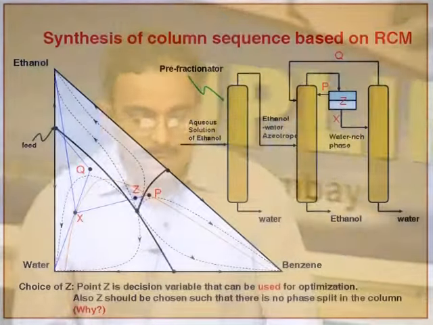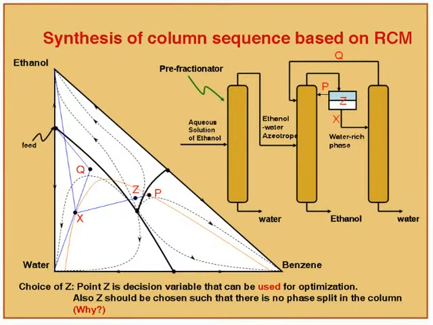Alright. So this is what we have seen. The three regions form. And this is the configuration. Of course, I have shown you three columns here. First column is a simple pre-fractionator. And from that, I get an azeotrope. This is something that I do as azeotropic distillation.